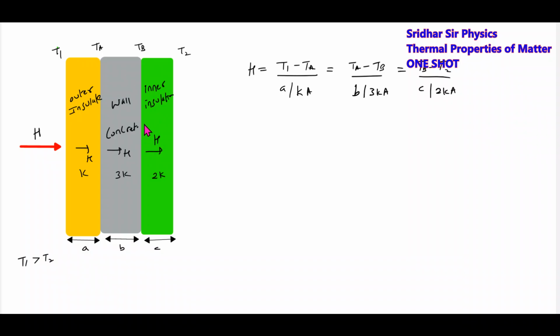In general, this is widely used in our applications, especially for air conditioners. The inner wall I'll insulate, outer wall also I'll insulate. Then the heat flow has to be blocked here.